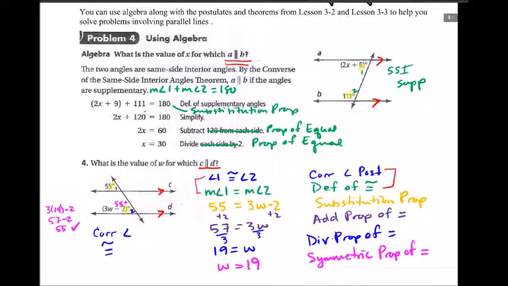So enjoy, have fun with the homework. Again, these are some of my favorite postulates and theorems in geometry. I hope you enjoy them as well.